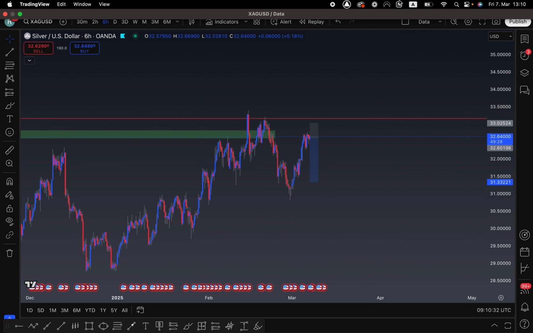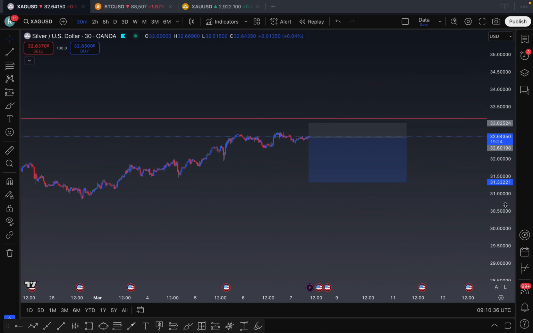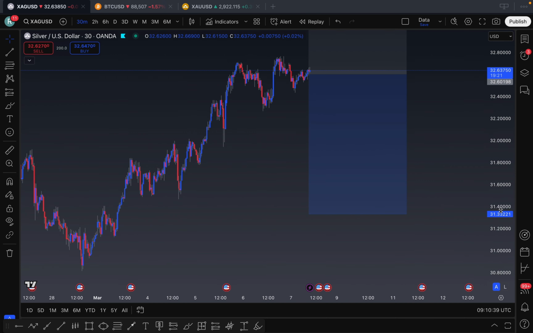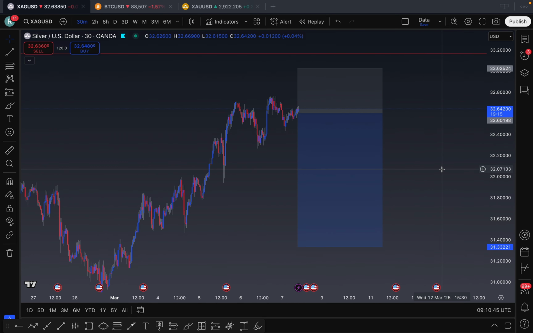So today is the 7th of March. Already found my trade for the day, which is silver. So I already ran the algorithm. I already generated the TET Capital report. And the trade that I found today is this silver trade through to the downside. I'm going to explain this trade basically.